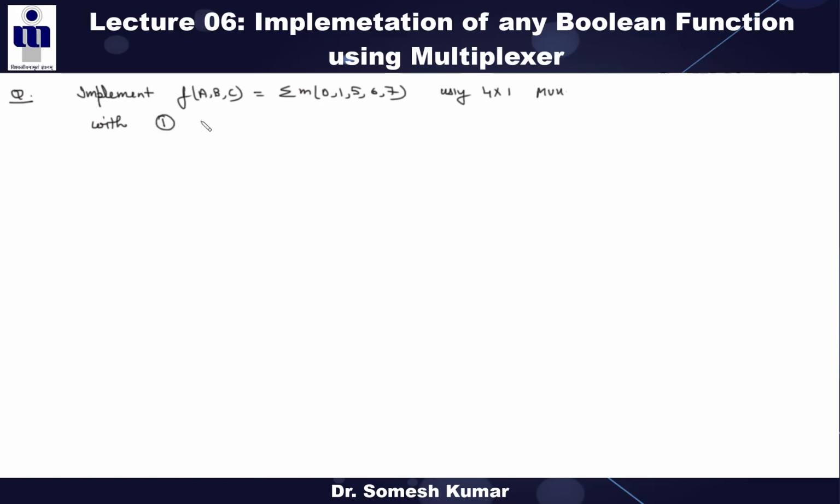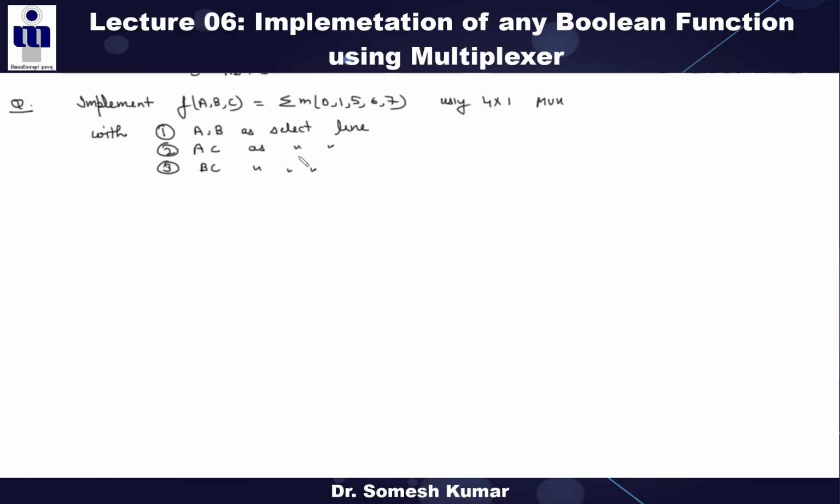This question is divided into three parts. First condition is AB as select lines. Second condition is AB as select lines and AC as select lines. Third condition is BC as select lines, right? Now understand the difference between these examples.